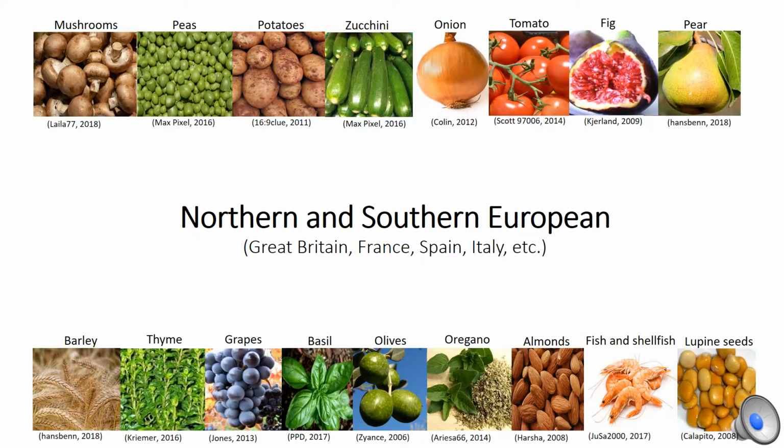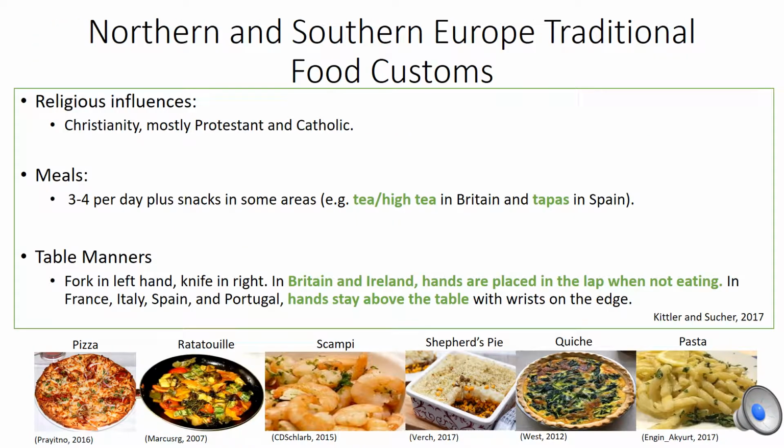The next region we will cover is Northern and Southern Europe. Traditional food customs in Northern and Southern Europe have religious influences of Christianity, mostly Protestant and Catholic. Meals are served 3 to 4 per day, plus snacks in some areas. For example, tea or high tea in Britain and tapas in Spain.